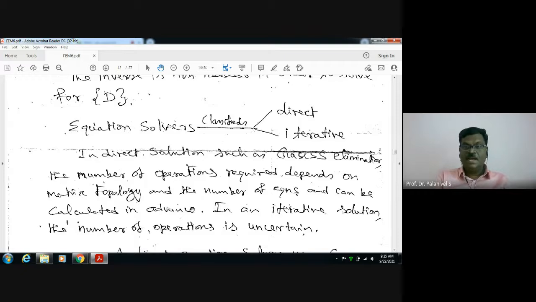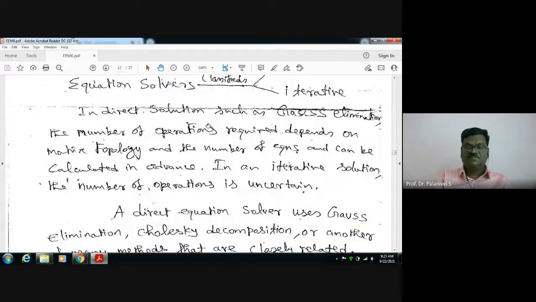In an iterative solution, the number of operations is uncertain. That is a disadvantage of the iterative solution. So the direct solution, Gauss elimination, is one of the direct solution methods, but there are other methods that do not determine K inverse.